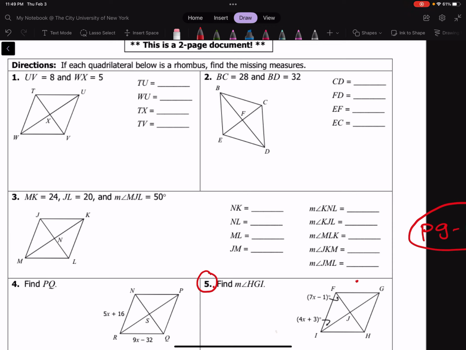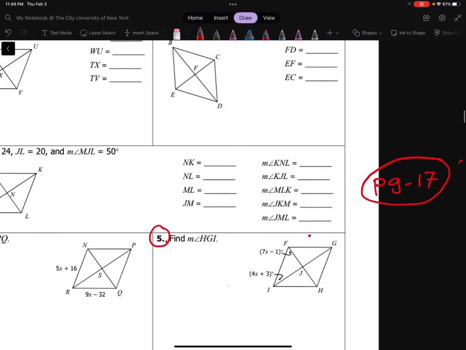Okay, so to solve it, if each quadrilateral below is a rhombus, once you have four sides, they are quadrilaterals, and one of the special kinds of quadrilaterals is a rhombus. Once you see this, find the measure of angle HGI. So look for H, G, and I. What you see is they asked us to find this angle. So what can you do?